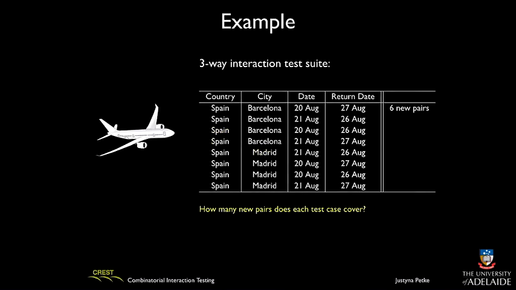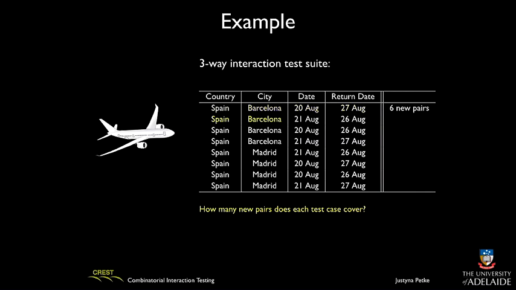Let's briefly go through our 8 test cases and check how many new combinations are tested as we go from one test to the next. How many more pairs? For example, once we run the first test case, Spain, Barcelona, 20th of August and 27th of August, this covers 6 pairs, right? So 1, 2, 3, 4, 5, 6. If we start with no pairs covered, we go to 6 new pairs.